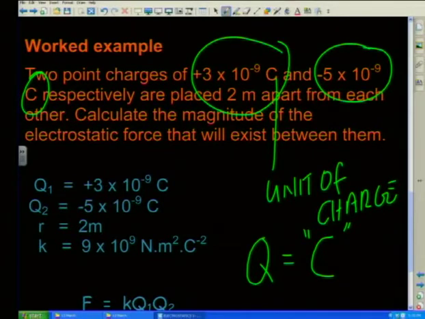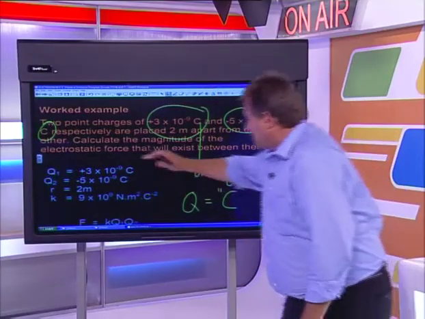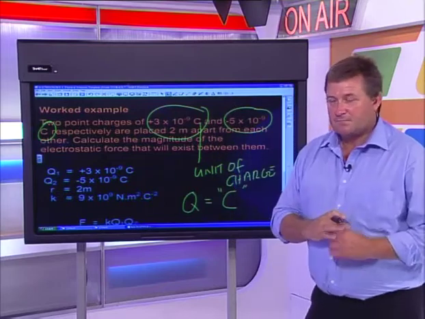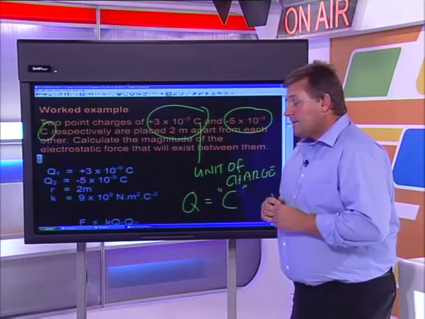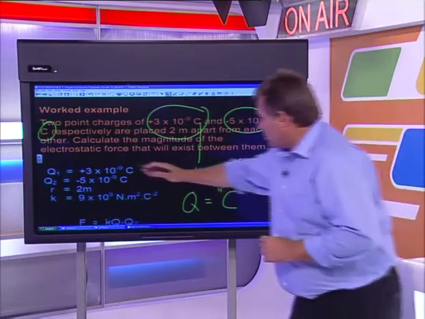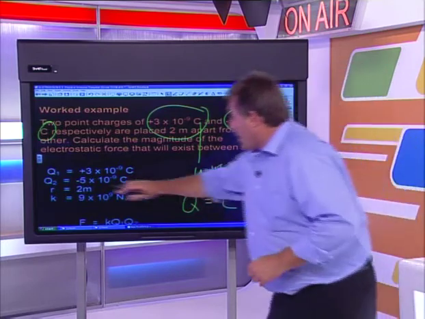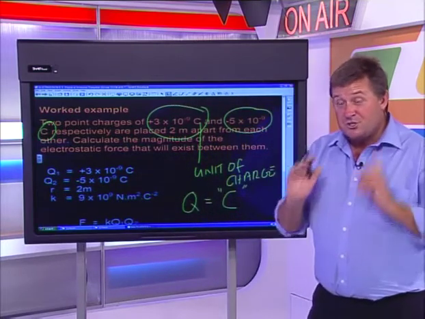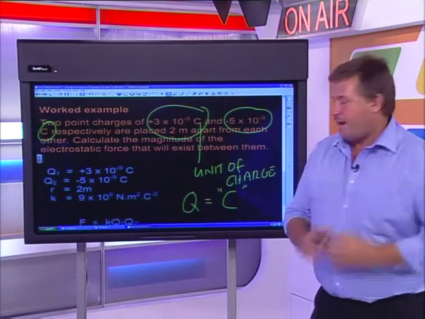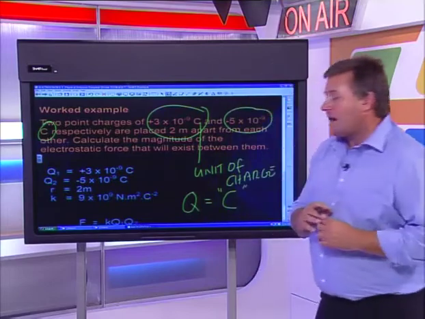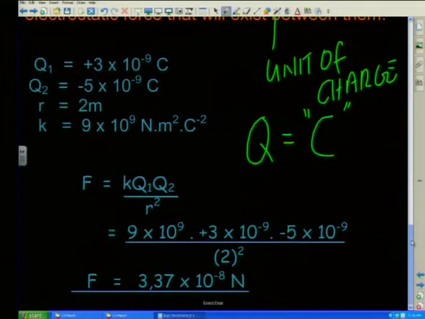Well guys, I always encourage everyone to write down the information that we've got, step by step, from the problem. They've given us our first charge: Q1 is plus 3 times 10 to the minus 9 coulombs. Q2 is minus 5 times 10 to the minus 9 coulombs. R, the distance of separation, is 2 meters. And K, our electrostatic constant, always remains constant at 9 times 10 to the 9 newton meter squared per coulomb squared.